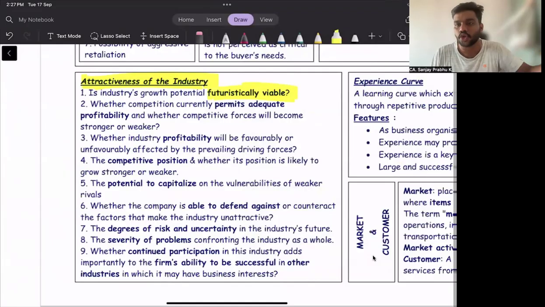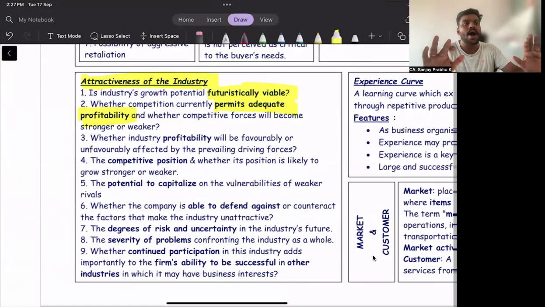A industry future undo. Currently that industry is very good, but if it is not having a future, it is very risky to invest in such an industry. Whether that industry is potentially futuristically viable. Second one, whether the competition in the industry permits adequate profit. Currently, what is the competition within that industry? Whether the players who are currently in the business are able to acquire adequate profit, whether the competition currently permits adequate profit.